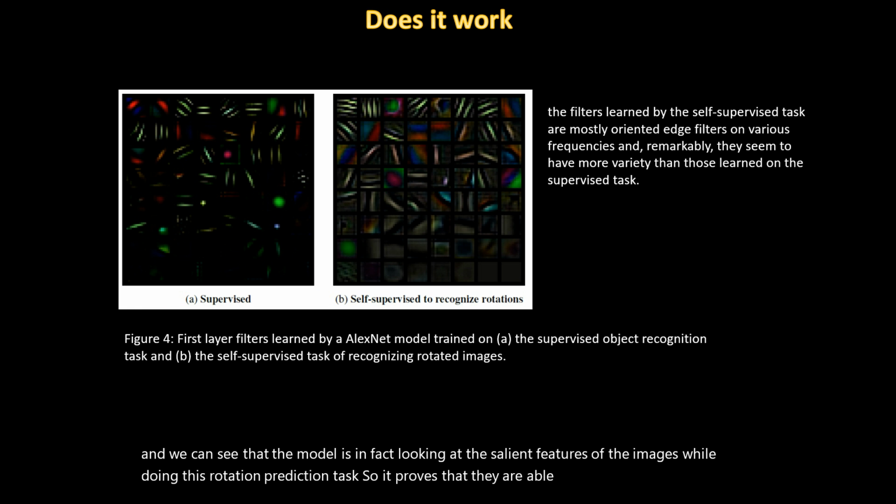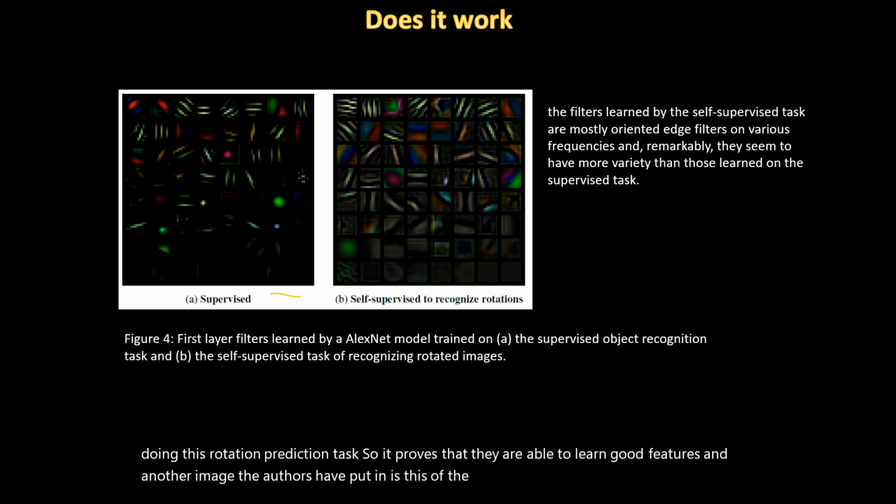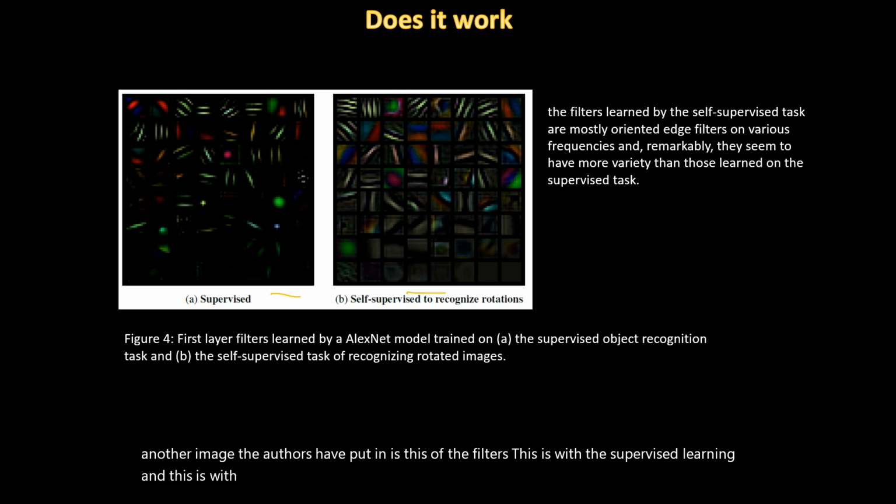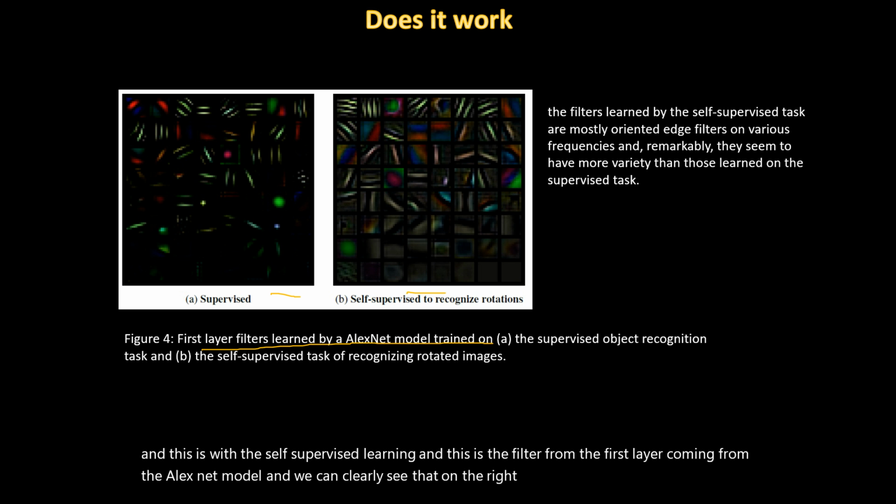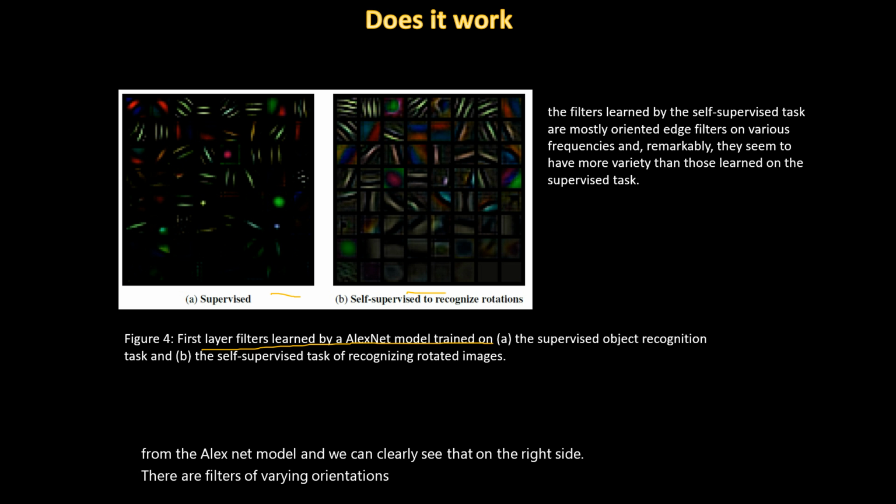And another image the authors have put in is this of the filters. This is with the supervised learning, and this is with the self-supervised learning. And these are the filters from the first layer coming from the AlexNet model. And we can clearly see that, on the right side, there are filters of varying orientations and frequency. They're much richer, even compared to the supervised way.